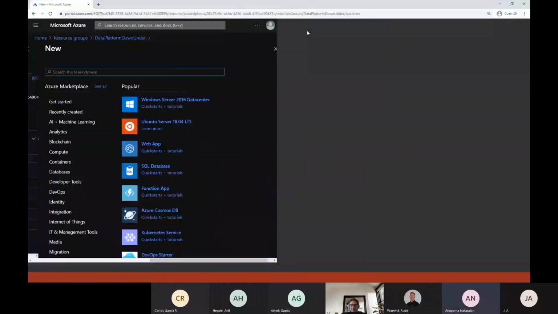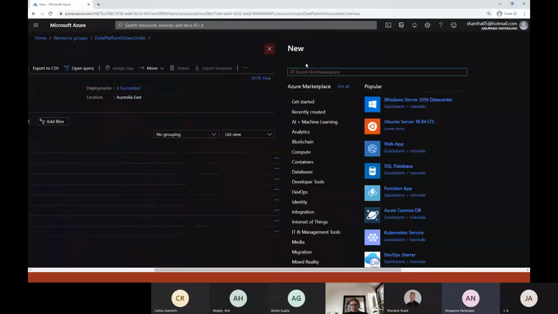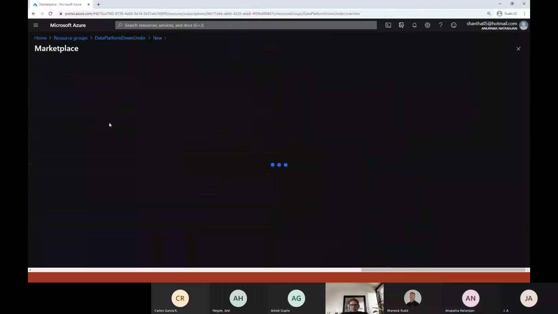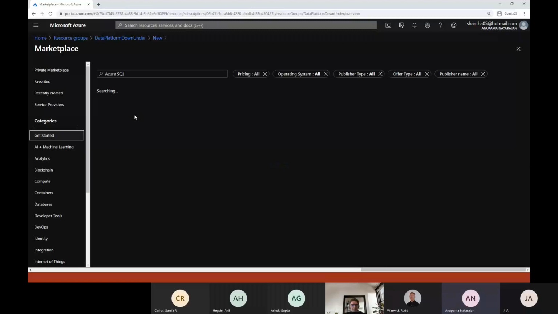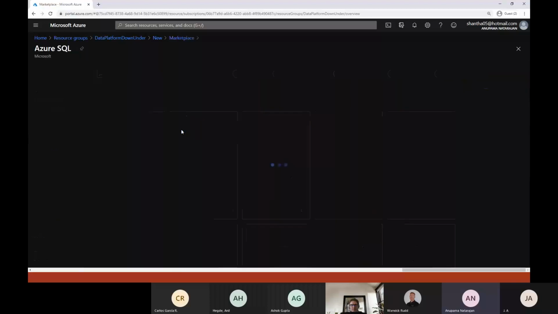So this is on my Azure portal. I'm going to search on the marketplace for Azure SQL. As part of searching for Azure SQL, I can just go ahead and provision that. The main idea is you don't need to worry that you have to have a sample database, or that you need to create tables and things. Microsoft has made our life really easy.